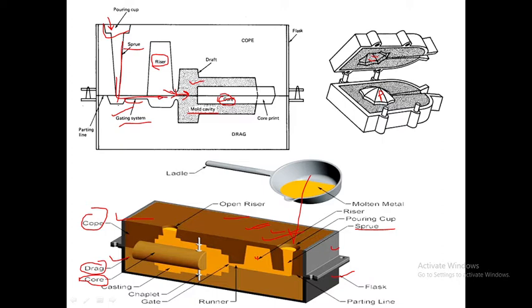Now next is the runner. What is a runner? The runner is the horizontal portion of the gating system that connects the sprue to the gates, which is known as the runner. Now next are the gates. What is the gate? The gate is the controlled entrance from the runner into the mold cavity. This is called a gate.